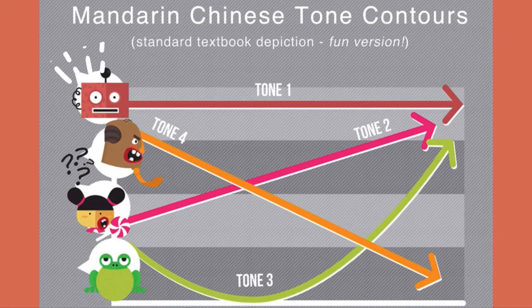Repeat after me. 妈 妈 The second tone is like a cushioning. Third tone. 妈 And the fourth tone is like you are angry and you are saying it quickly. Ma.